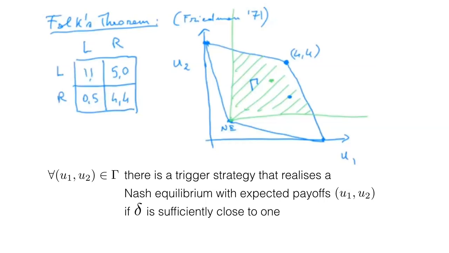So this gamma is a set of points in this polygon where the payoffs of both players are at least as large as those of this Nash equilibrium here. Okay. Makes sense. Thank you.